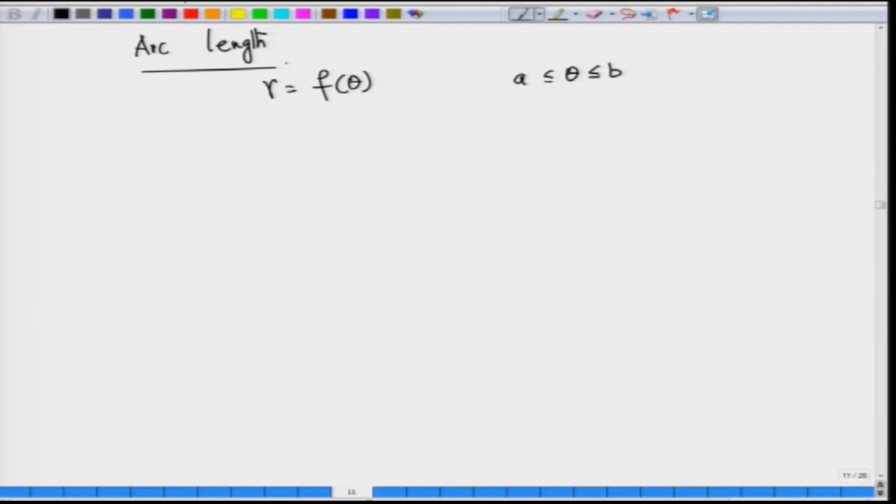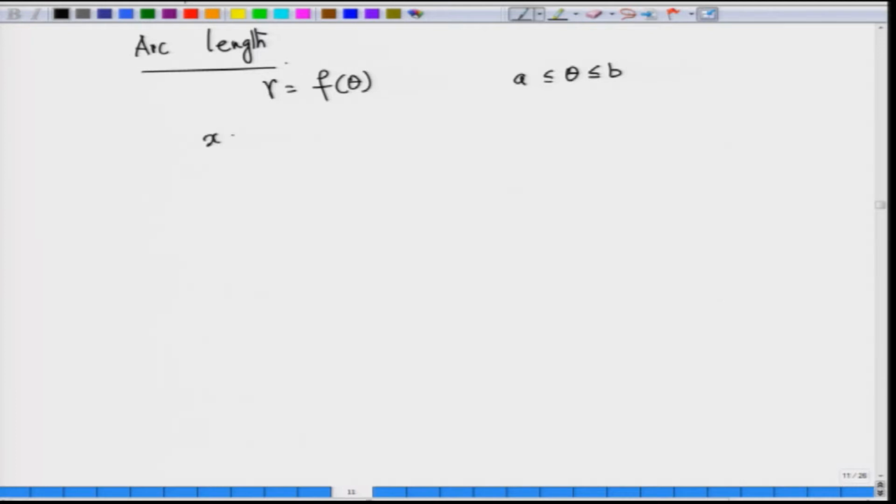As we recall, in the parametric form, we are getting dx by dt and dy by dt. Then we are taking the square of dx by dt, and then the square root, we are finding the length. So the similar method we are going to apply here.